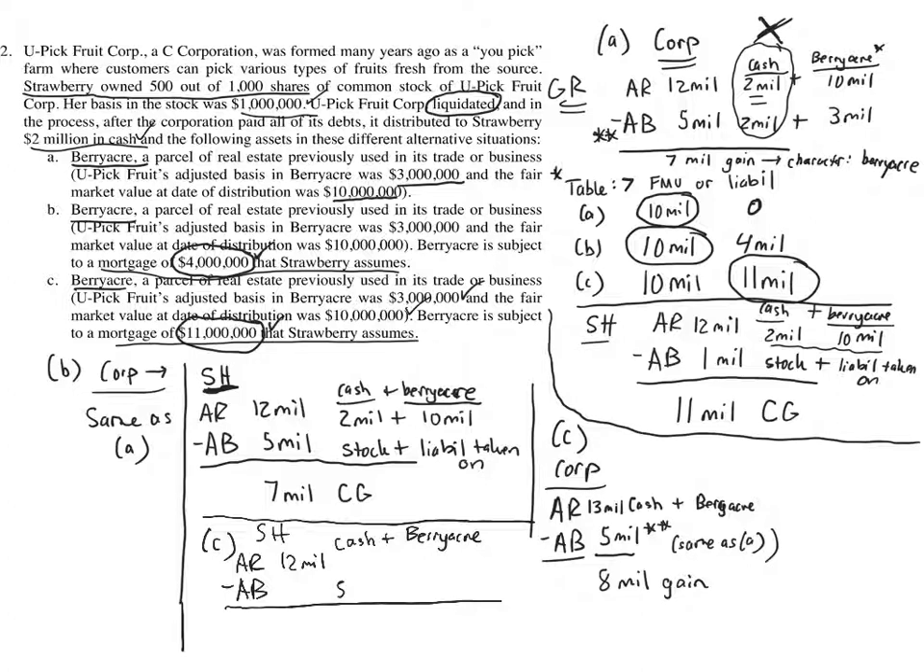The adjusted basis is the stock plus liabilities taken on. Stock is 1, liabilities taken on is 11. That's also $12 million. Guess what? Shareholder has 0 gain or loss. And we are done with problem 2.